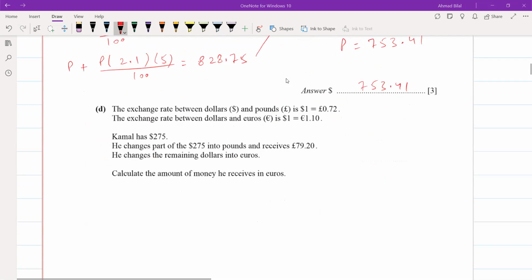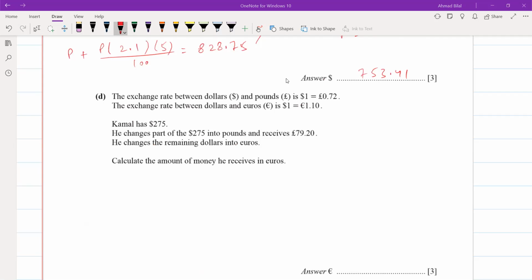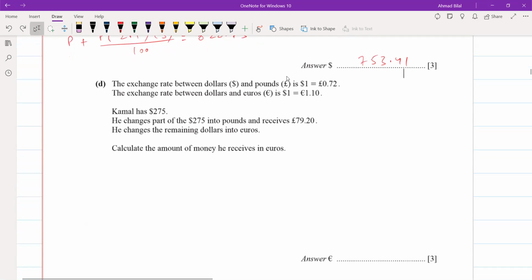Okay, now let's move on. So the exchange rate between dollars and pounds is $1 to 0.72 pounds. Exchange rate between dollars and euros is $1 to 1.1 euros. Now, Kamal has $275. He changes part of $275 into pounds and receives 79.2 pounds. कुछ part उसने change कर लिया. He changes the remaining dollars into euros. Calculate the amount he receives in euros.